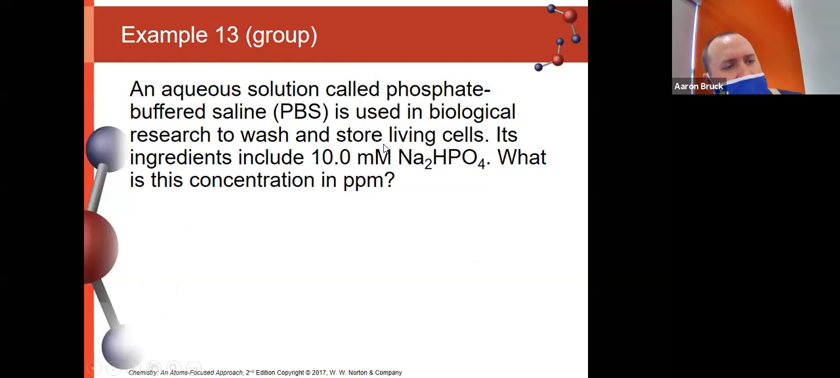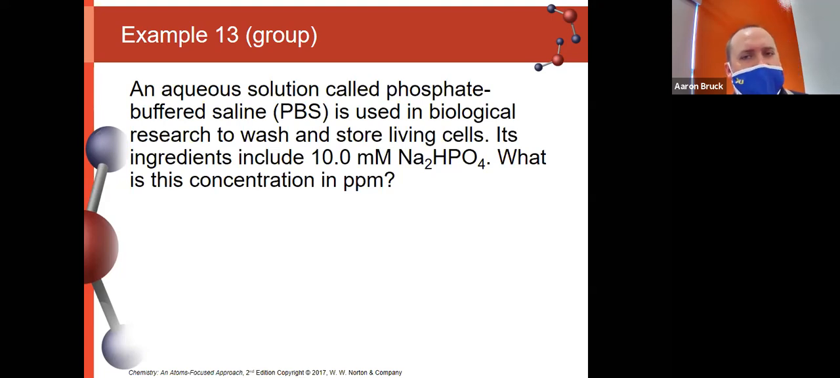All right, last example for the day. We've got an aqueous solution called phosphate buffered solution, PBS. It is used in laboratories and biolabs in particular for storing and washing of living cells. One of the many ingredients in PBS is a 10 millimolar solution of sodium monohydrogen phosphate. What we want to do is know what the concentration is in parts per million.